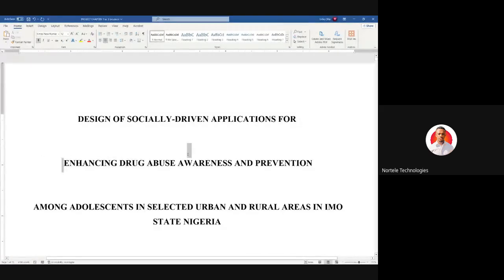Then the enhancing drug awareness and prevention. Now, enhancing drug awareness and prevention, that's where we now talk about quantitative. I'll ask myself a question: if I'm using only enhancing drug awareness and prevention, amongst what? Amongst people. So I need to count those people.